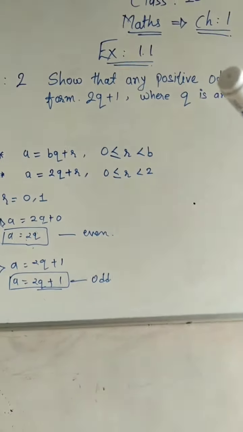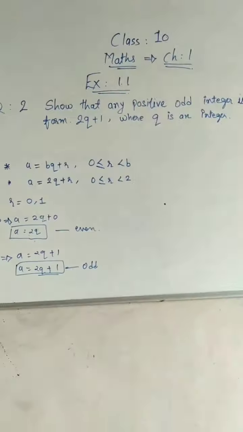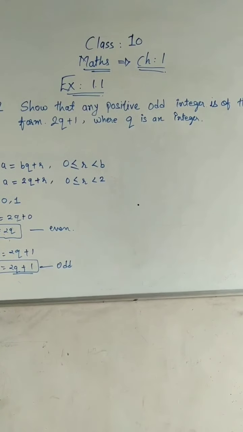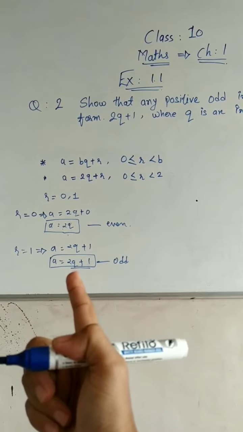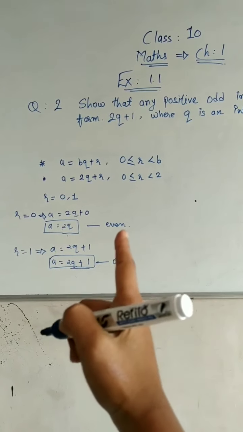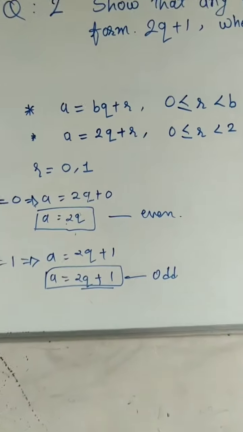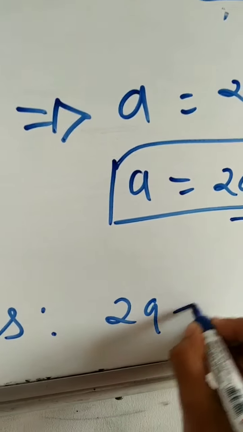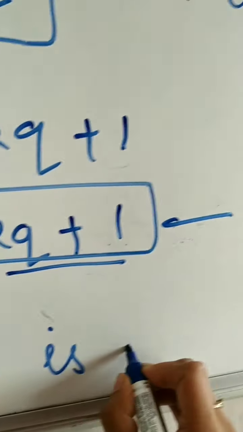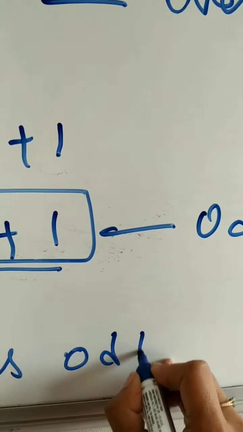So in the question they ask us, show that any positive odd integer is of the form 2q plus 1. So we have shown that 2q plus 1 is odd and 2q is even. So here we can write as the answer that 2q plus 1 is an odd integer.